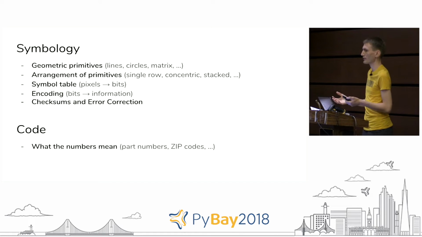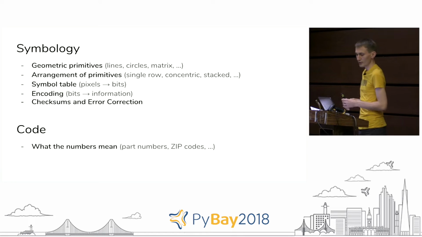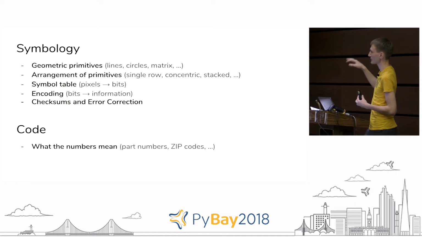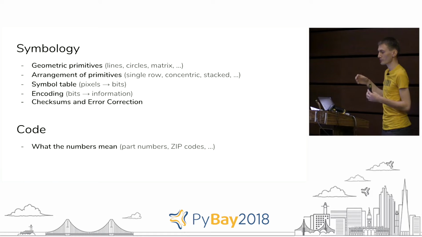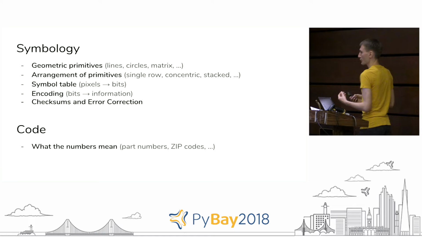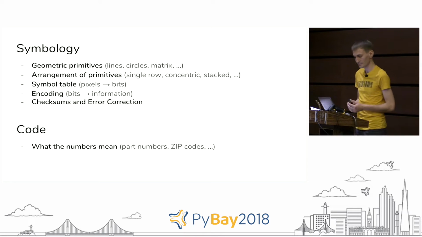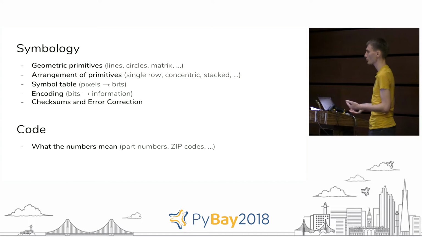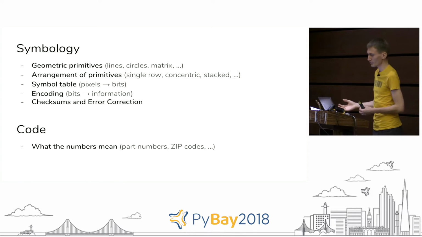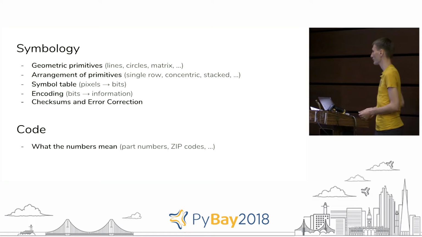Very much like a human language defines how tones can be chained together to form words and sentences and so on. Also included in symbologies are the symbol tables, like the one we just looked at, where we went from pixels to bits, and then what's called the encoding, how you go from bits to information. And finally, some of those specification documents contain information about checksums, error correction, and the like. There's a distinct concept called the code, which is concerned with what's in the information. Does it look like a postcode? Is it a part number? Is it a product code? We're not really talking about that in today's talk as much.